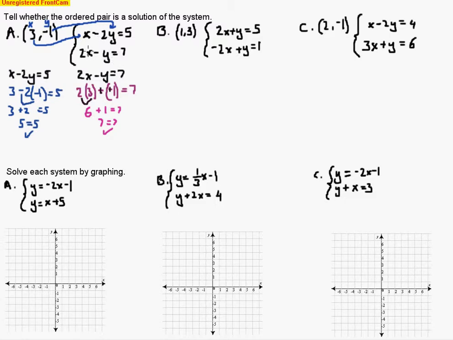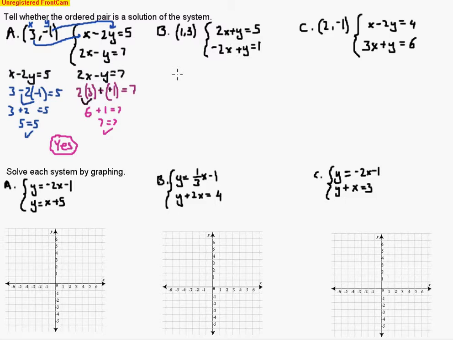Now remember, I had said before, this big brace represents that this is a system. That means these two need to be graphed on the same coordinate plane. And what we're looking for is where these two lines cross. Since this point is a solution of both of these, that means these two lines are going to cross at that point of 3, -1. So we would say, yes, this is the solution because it works with both. If it only worked with one, we would just say no.